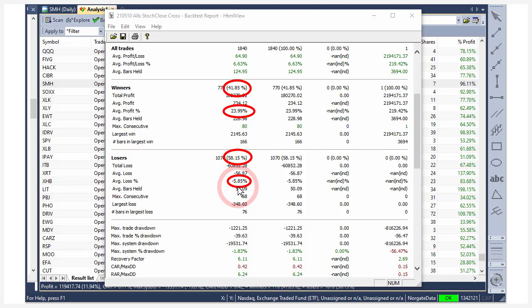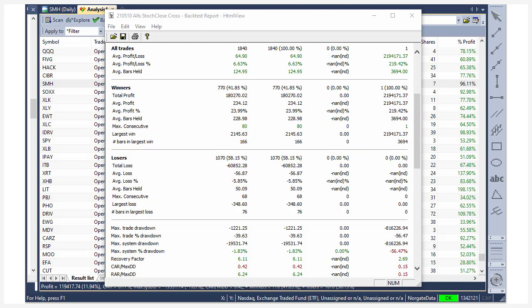And then if you look at the average bars held, I'm going to go ahead and remove that. But you can see average bars held, 229 for the winners, and the average bars held for the losers would be 50. So a lot shorter holding period when you have a loser, and that's letting your winners run basically.